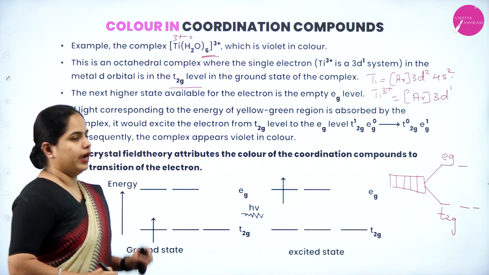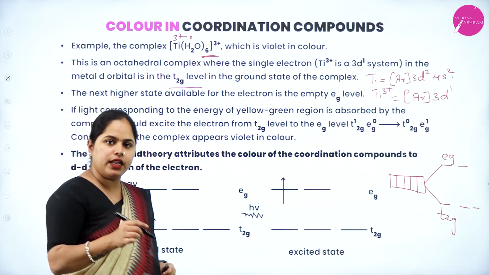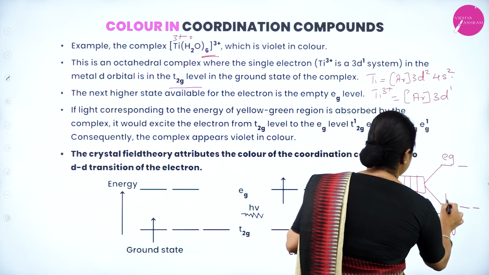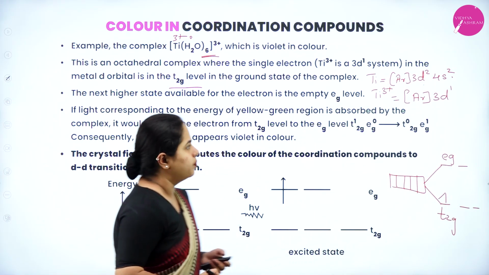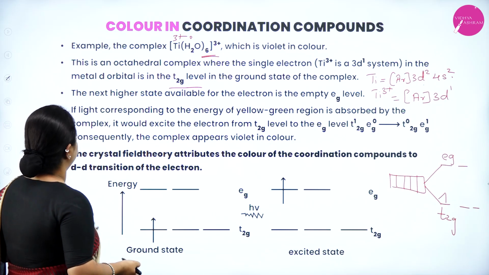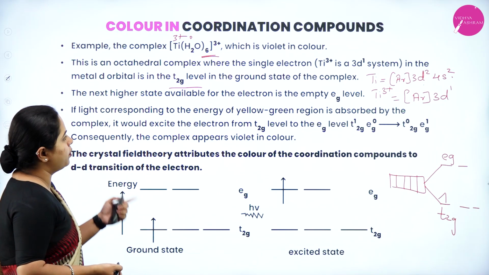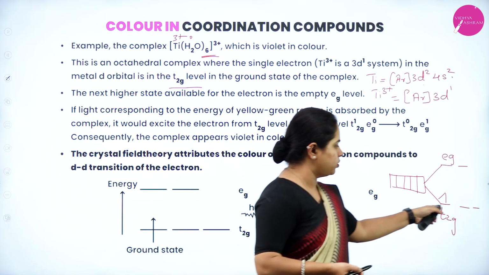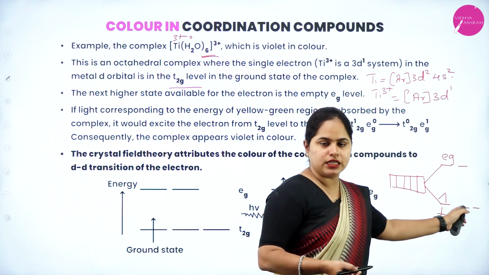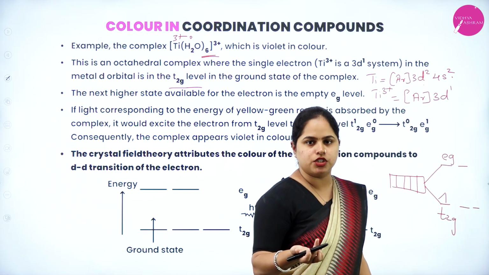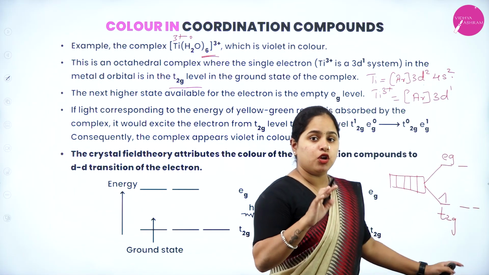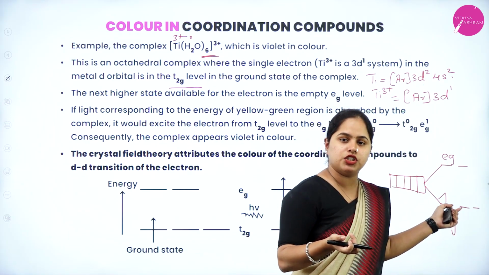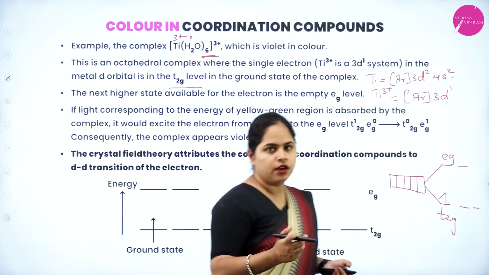Now, as said, in titanium 3 plus only one electron is present. Where will that electron be present? It will be present in the T2g orbital. Now the next higher state available for the electron is the empty Eg level. These 3 T2g orbitals have the same energy, and the higher energy level is Eg, which is free.